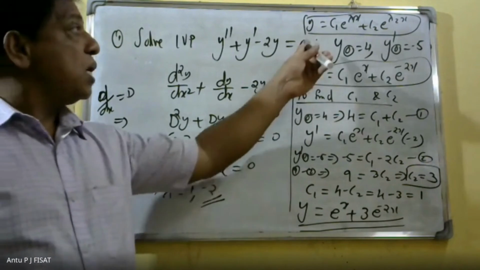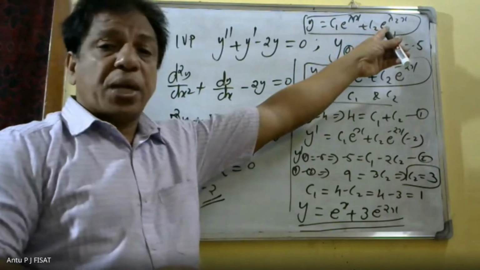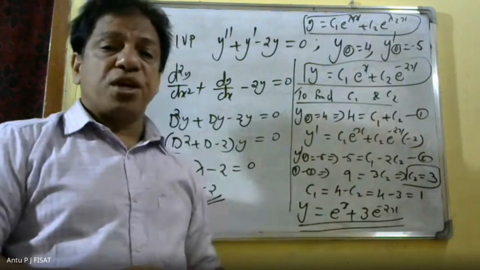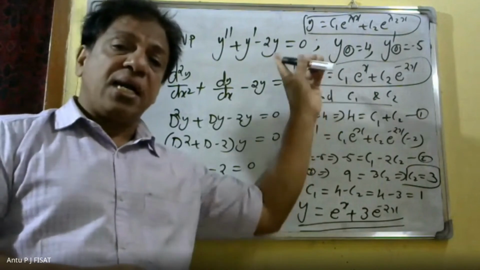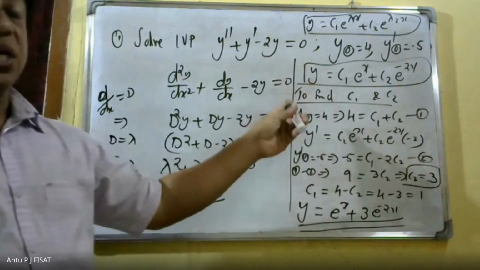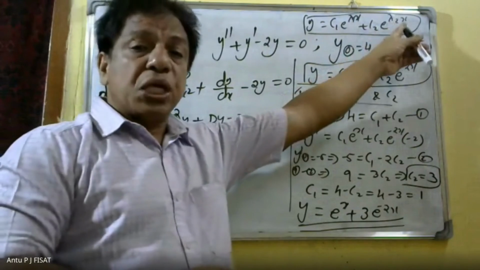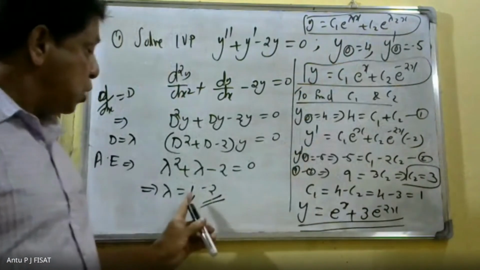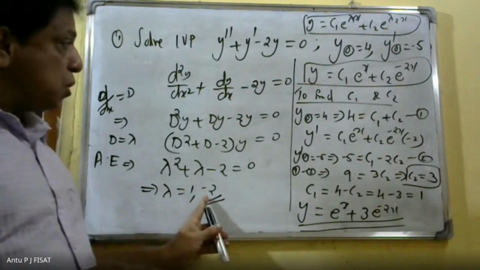This solution, y is equal to c1 into e raised to lambda 1 x plus c2 into e raised to lambda 2 x, is known as the complementary function. Here the roots are real and distinct. Since the roots are real and distinct, we can write the solution as y is equal to c1 into e raised to lambda 1 x plus c2 into e raised to lambda 2 x. Here lambda 1 is equal to 1, lambda 2 is equal to minus 2.